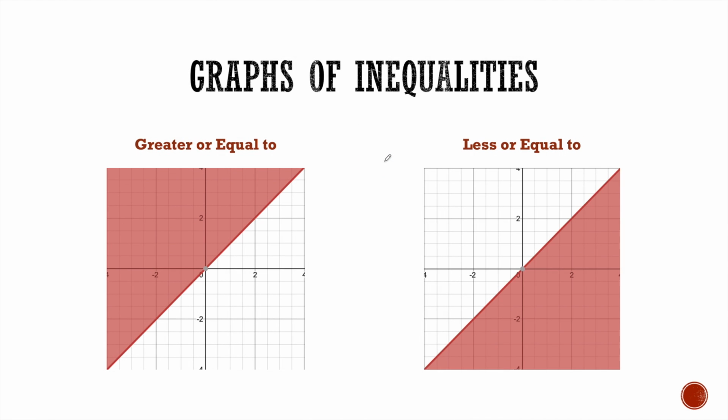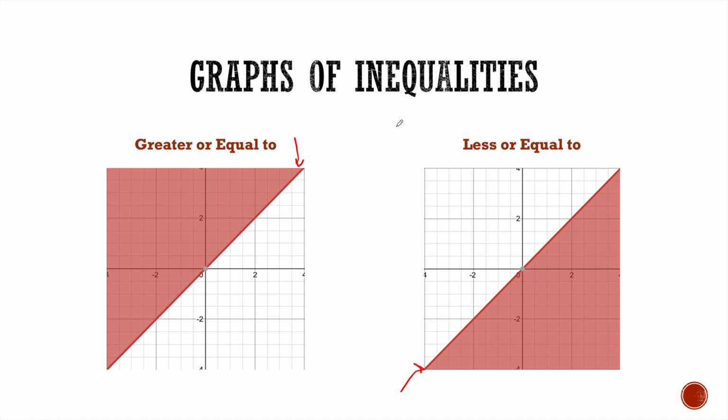Okay, let's look at our next two graphs of inequalities. So here we have greater than or equal to, or less than or equal to. The main difference between this graph and the ones we looked at before is the line. As you can see here, both our lines are solid. This means that every point on this line is a solution.